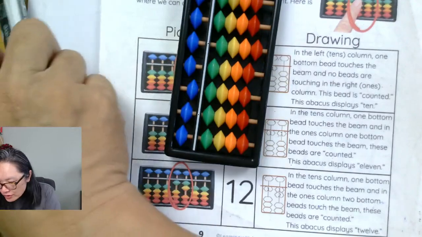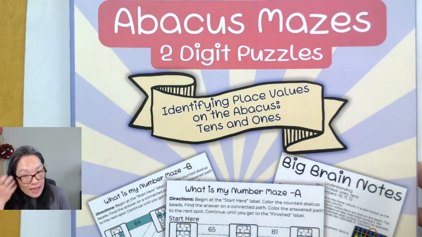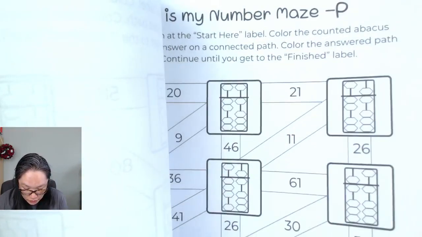All right. So what are we going to do right now? What we're going to do is we're going to continue to read the abacus. We're going to continue to learn to understand how to read the abacus, and we're going to go through a maze.